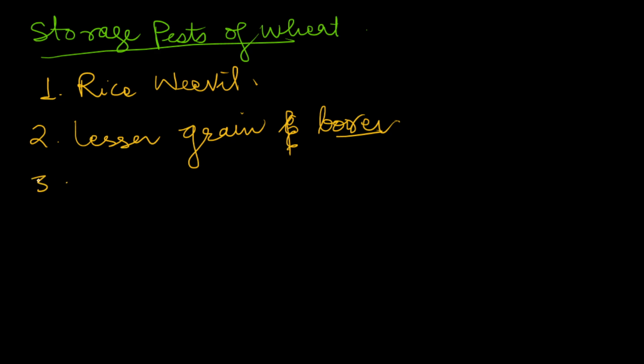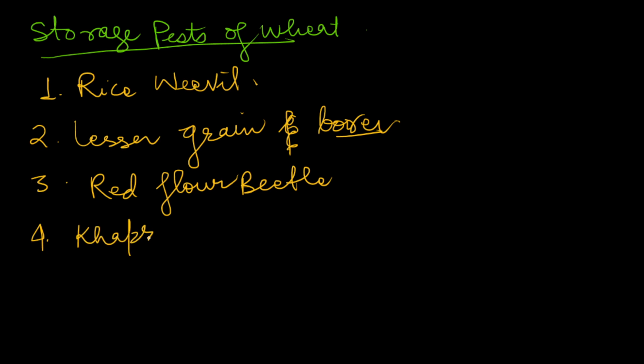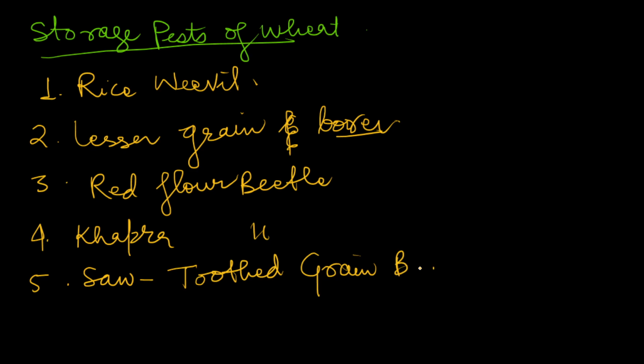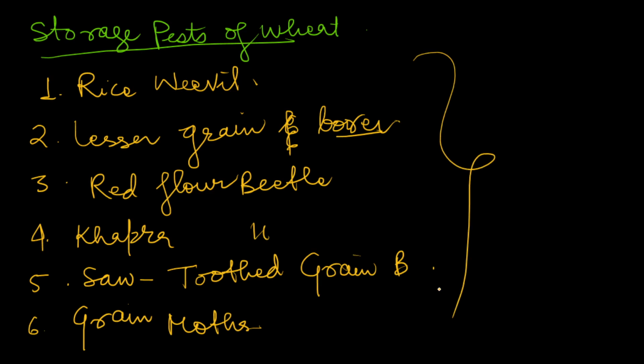Then we have red flour beetle. Then we have khapra beetle. Then we have saw-toothed grain beetle. Then we have grain moths. So these are some of the major storage pests of wheat. There are many, but I think if you write these five or six, that will be enough.